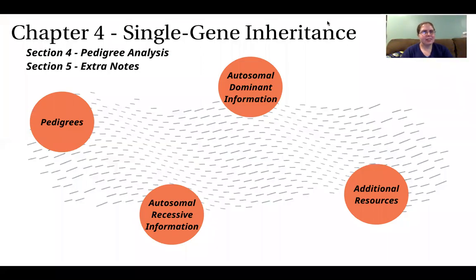Hey guys, today we're going to talk about Chapter 4, Single Gene Inheritance, and these are the last two sections for the chapter. So Section 4 looks at pedigree analysis, and then just some extra notes from Chapter 5. All right, so you guys ready? All right, let's go.